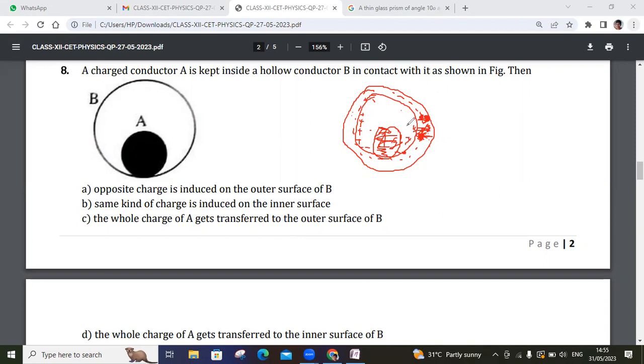So there is no electric field inside. These charges, due to conduction from A, will come to B, but will not remain on the inner surface; they will pass to the outer surface. Now if you take any Gaussian surface inside the metal, Q inside is zero, so the electric field will be zero. So the whole charge will get transferred to the outer surface. Okay.